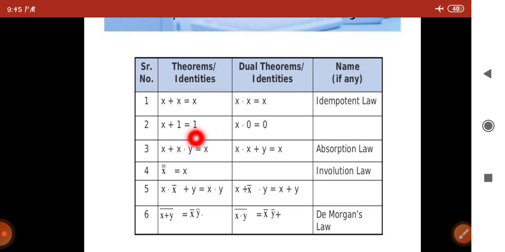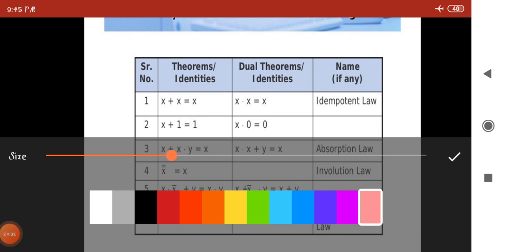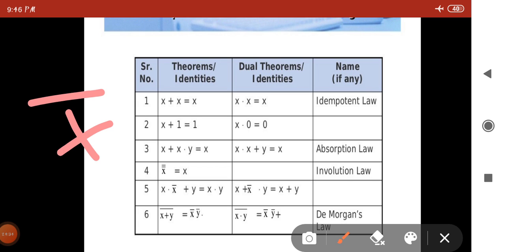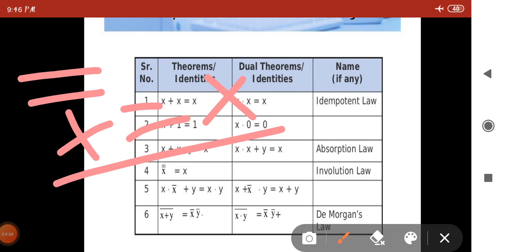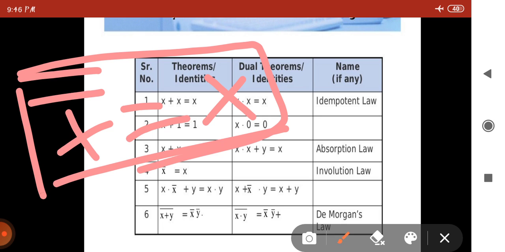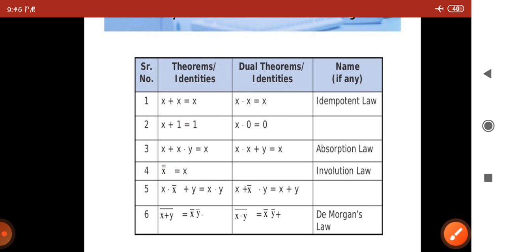X plus x into y equals x. X into x plus y equals x. That is the absorption law. X double bar equals x. X double bar is always equal to x. This is very important for you to solve the equations very easily. That is the involution law. X into x bar plus y equals x into y.